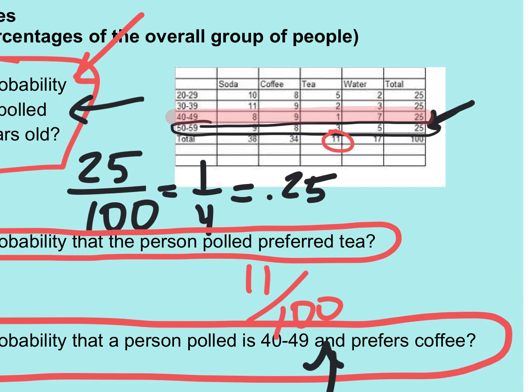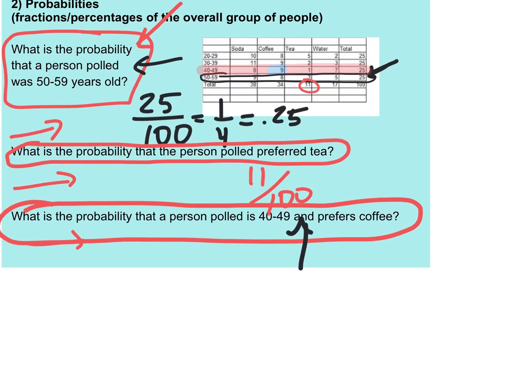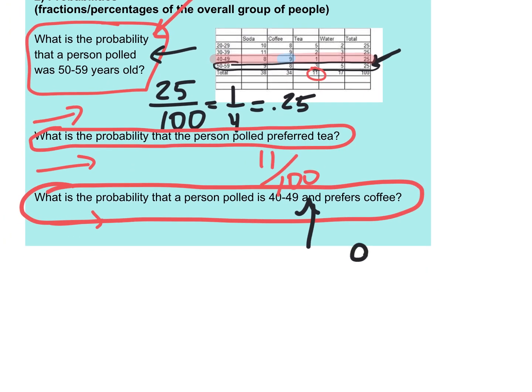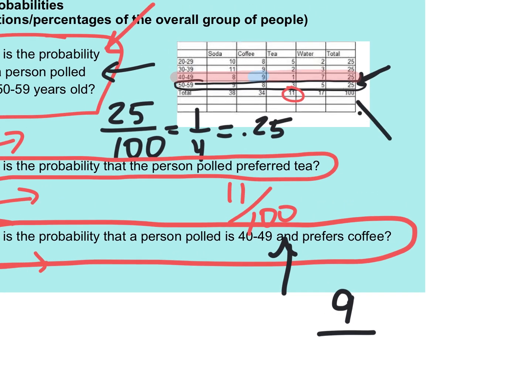Ann prefers coffee. That's those. So it's a small group, right? It's not the 25, it's the 9. All right, so it's 9 people, but that's not a probability. 9 is what I wanted out of the total of 100.